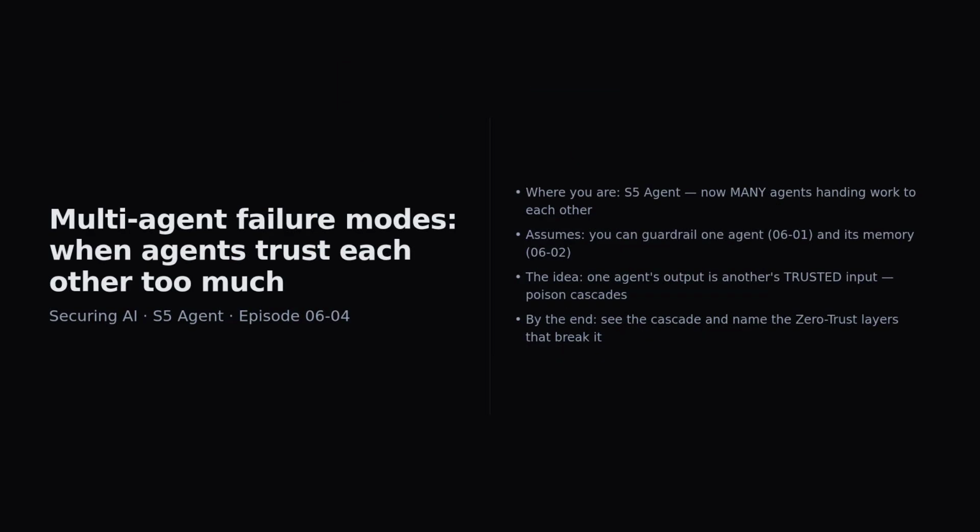Orientation. Still at S5, but the picture got bigger. You don't run one agent, you run a team of them, handing work to each other. The danger is trust. One agent's output becomes the next agent's input, and if you trust peers blindly, a single compromise propagates across the whole swarm without a human ever seeing it. We'll trace that cascade defensively, then apply zero trust between agents to break the chain.